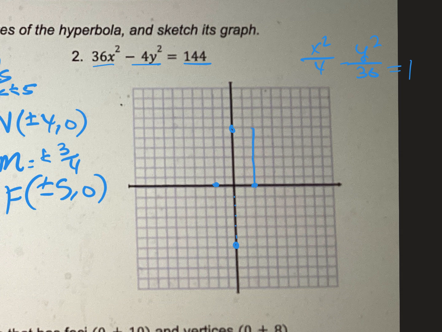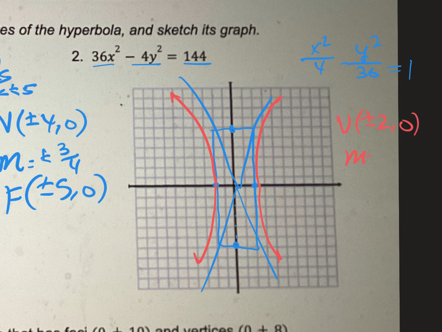Let's construct a box here. Just like that. All right, boom. Draw my asymptotes through the corners. Because x is first, it's opening like the x-axis does, so it's opening this way and that way. So my vertices are at plus or minus 2, 0.